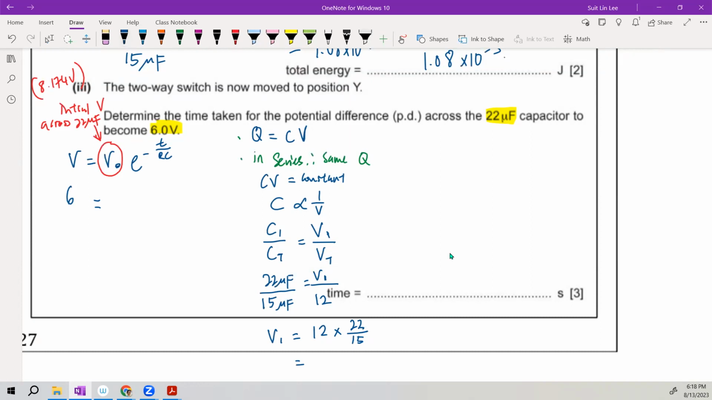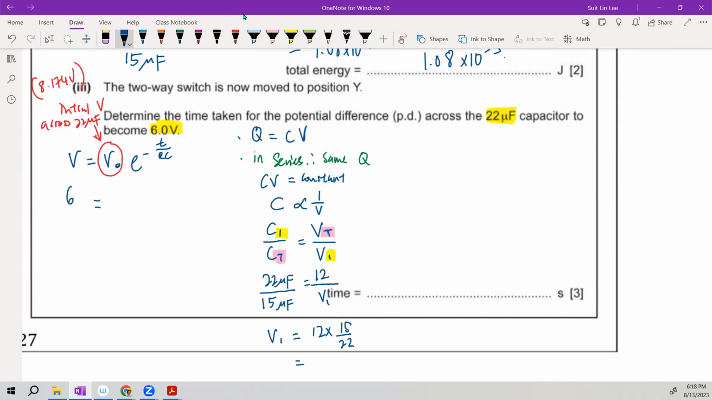Oh, it's inversely proportional. It's time for food, man. See, inversely proportional. So whatever that's below will go up. I bet whatever that's up will be... Which means this is 12. Total is 12. We're looking for V1. Okay, so that makes V1 12 times 15 over 22.